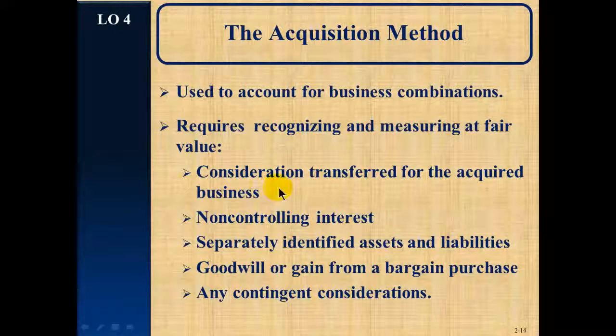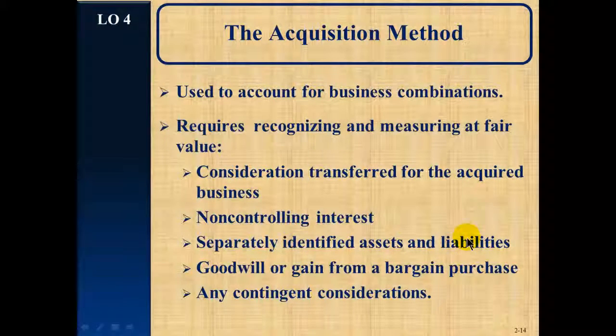And you're saying, okay, what did I use to buy the business? Did I issue stock? Did I pay cash? And obviously you can determine a fair value based on that. You'll have separately identified assets and liabilities. So what is it you're buying? What is the fair value of those assets? What is the fair value of the liabilities?